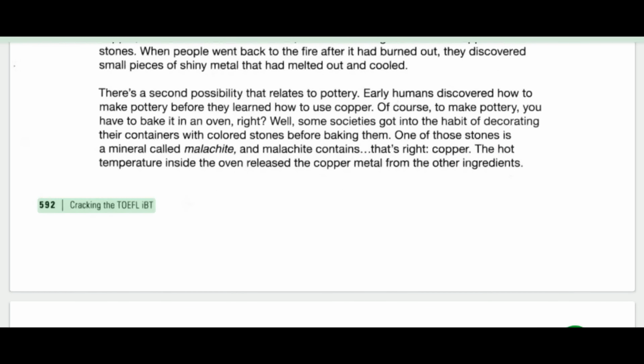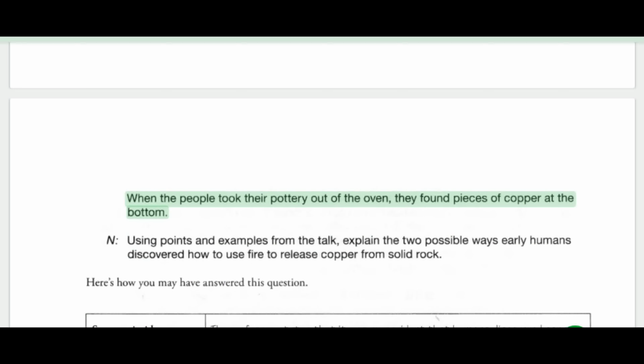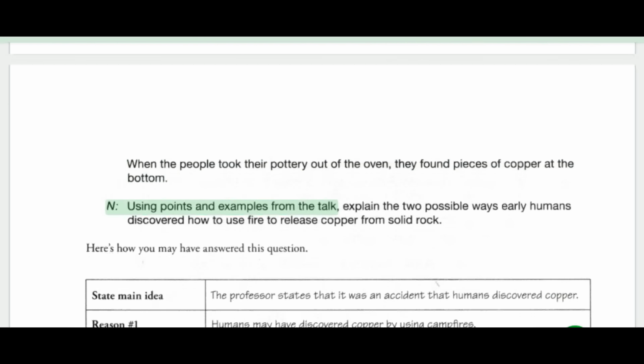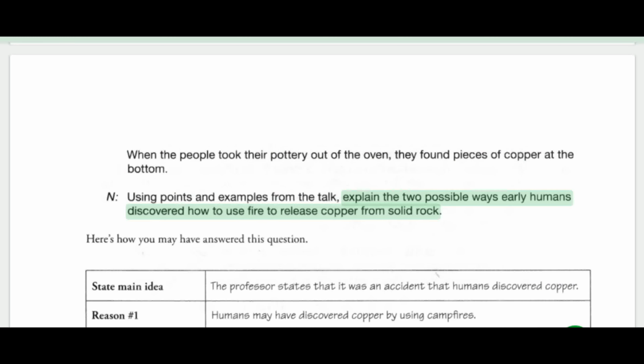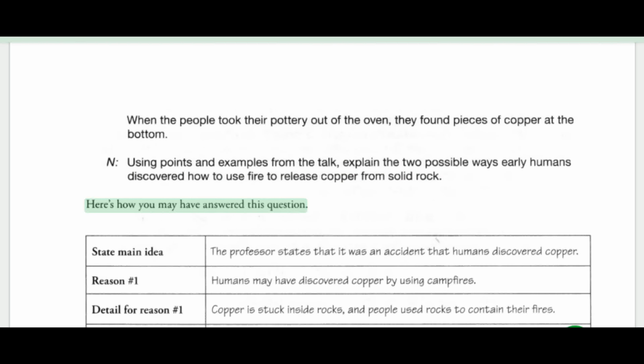When the people took their pottery out of the oven, they found pieces of copper at the bottom. Using points and examples from the lecture, explain the two possible ways early humans discovered how to use fire to release copper from solid rock. Here's how you may have answered this question.